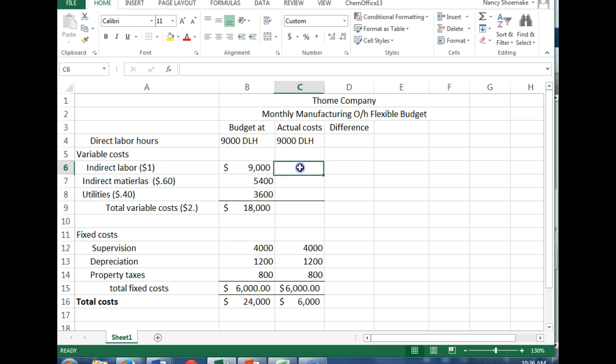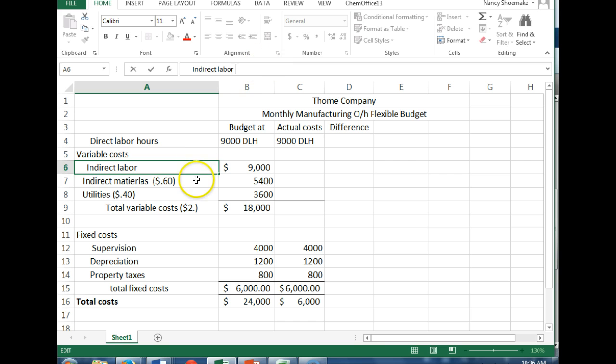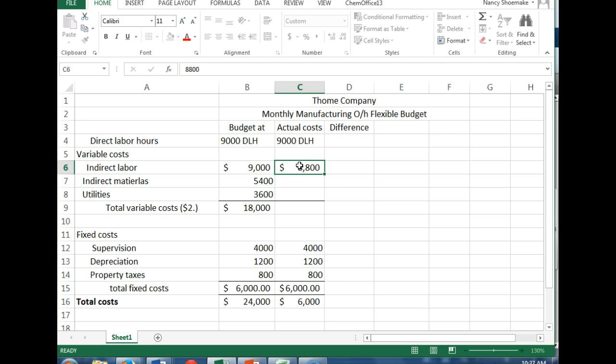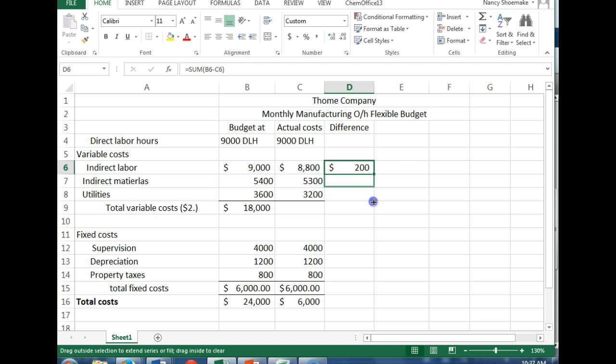What actually happened, guys? What was our actual indirect labor? 8,800. And what was our actual indirect materials? And our utilities? So we're showing here all are favorable, aren't they? We came in under on all of them, didn't we? They're all favorable. Favorable, favorable, and favorable. Okay?